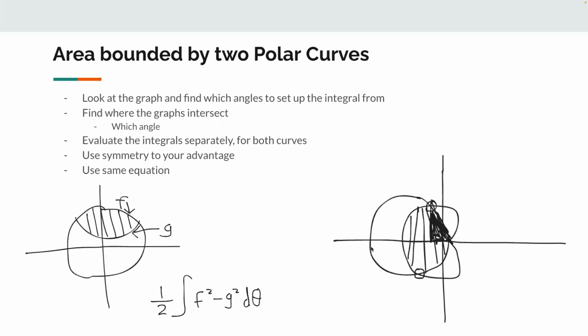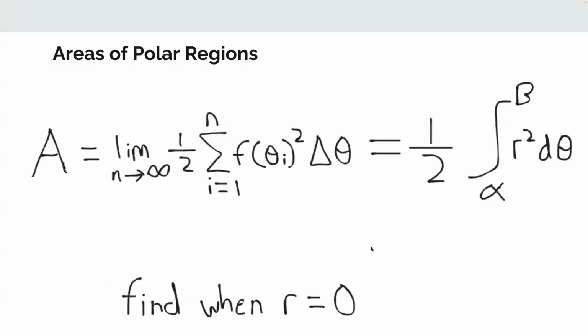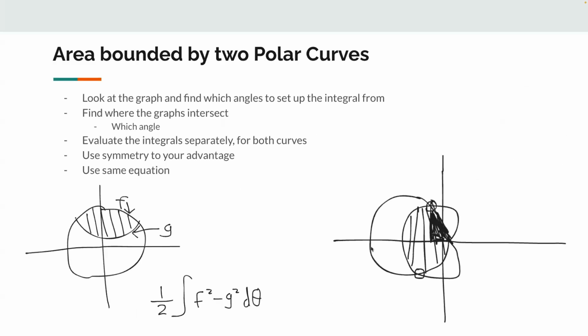Okay, last topic, how do you find the area bounded by two polar curves? It's the same equation as before, 1/2 times the integral of r squared d theta. So just look at the graph, find the angles that intersect, and determine which angles you want to set the integral from. And essentially, you have to be smart about it. Create different integrals, use symmetry to your advantage. And when you evaluate different integrals, see which curve is included in each integral.